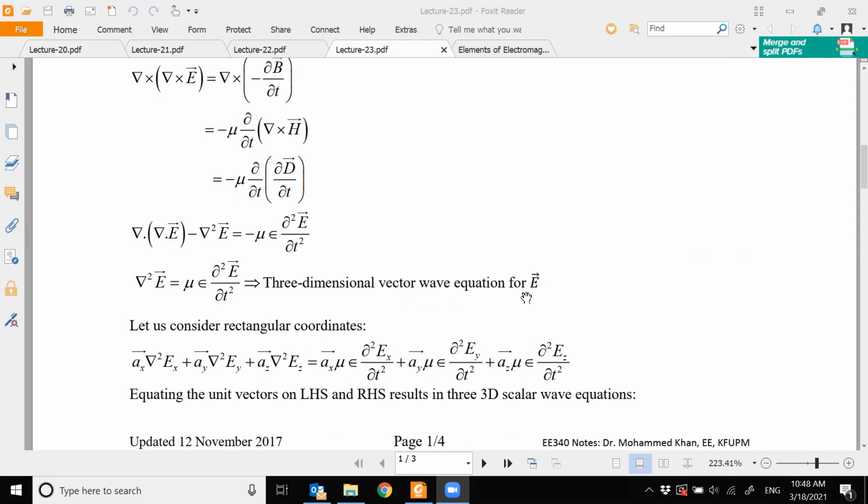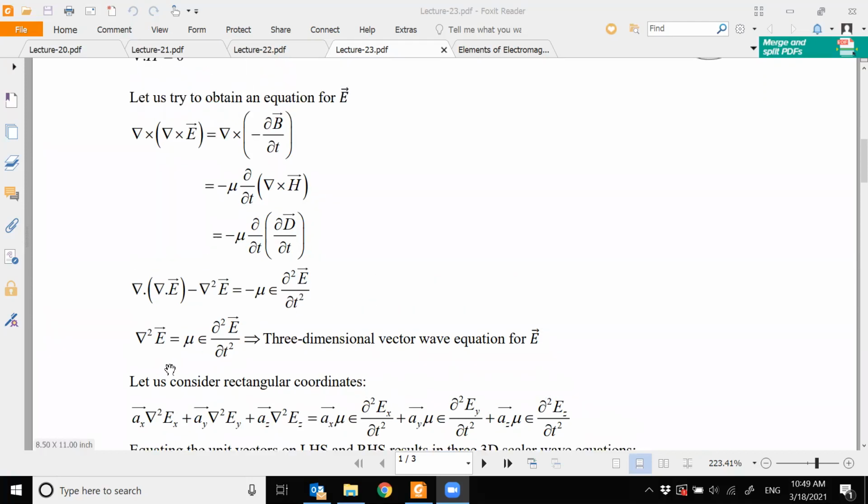This will be your three-dimensional vector wave equation. So here we got a wave equation, and this is called three-dimensional because it is del, so three-dimensional space, x, y, z, if you are taking Cartesian coordinates, and it is in vector form. So that's why it is called the three-dimensional vector wave equation. So this is how we got it for the electric field. Similarly, you can get it for the magnetic field also.